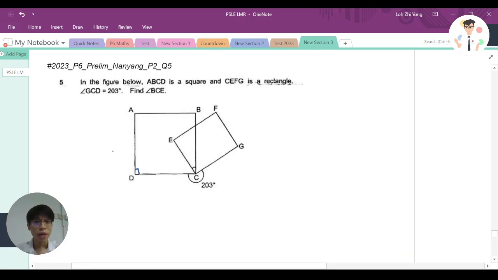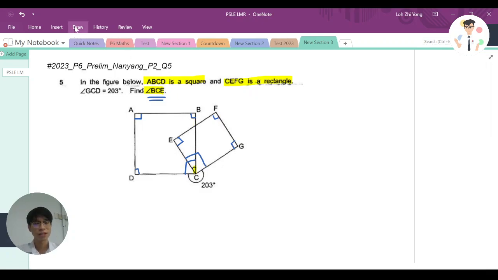Now, in the figure below, ABCD is a square. Now, this is a very important word. And CEFG is a rectangle. It's also very important. Why? Because this statement tells me that all the corners here will be 90, 90, 90, here 90. Then here will be 90, 90, 90, and here will also be 90. Okay, make sense? Yes. Okay. And angle GCD is 203 degrees, as you can see here. And find angle BCE, which is this small little part here.